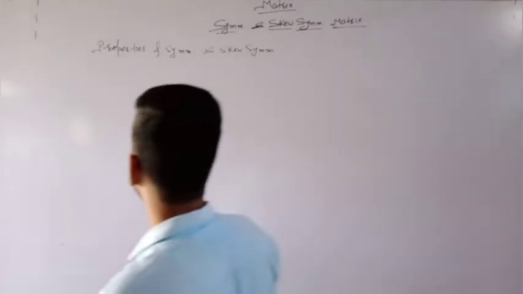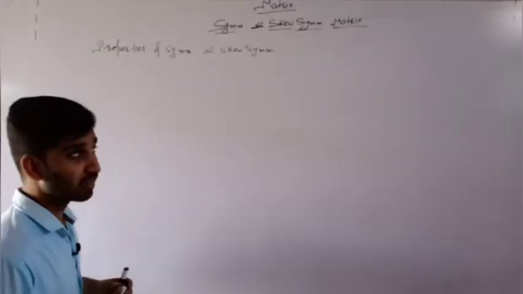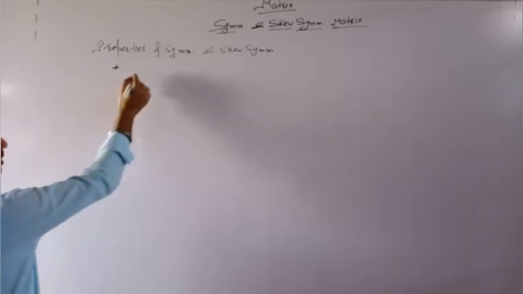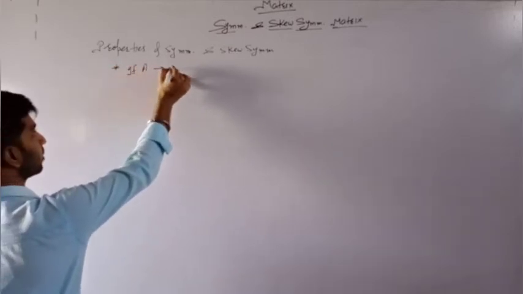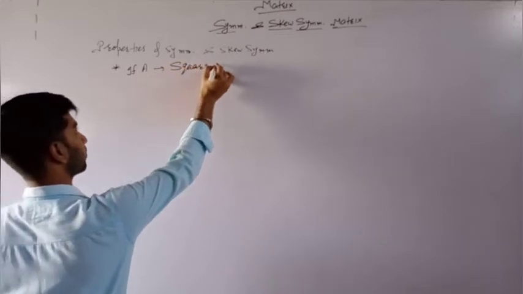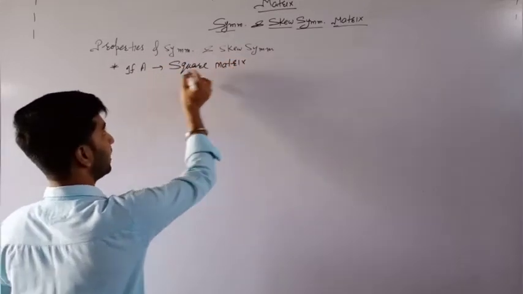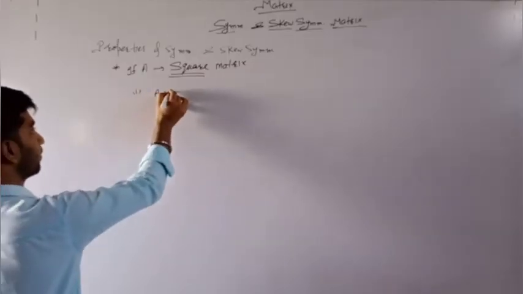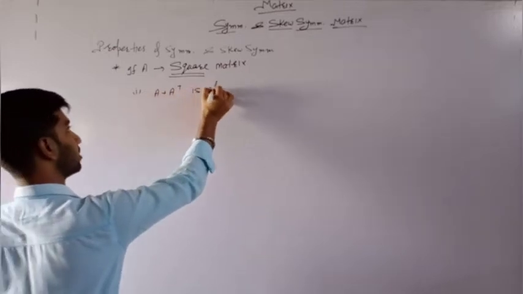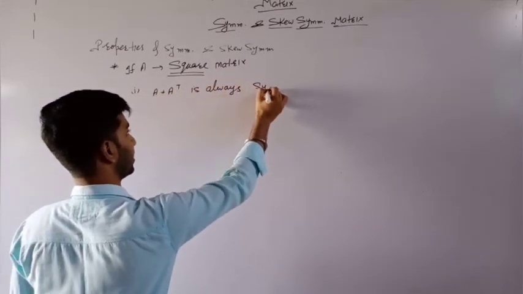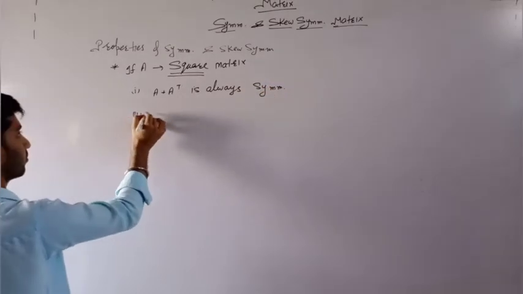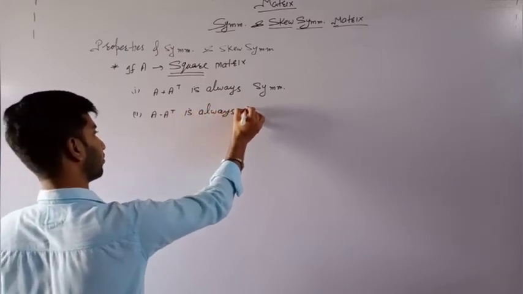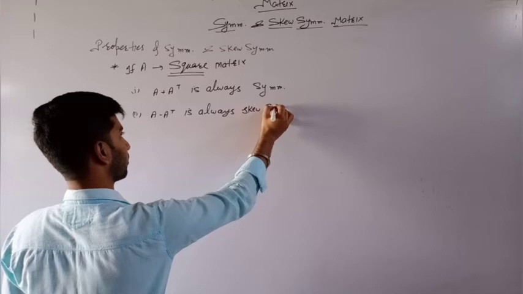So students, our next topic is properties of symmetric and skew symmetric matrix. Properties. If A is a square matrix, then first of all, A plus A transpose is always symmetric, and A minus A transpose is always skew symmetric.